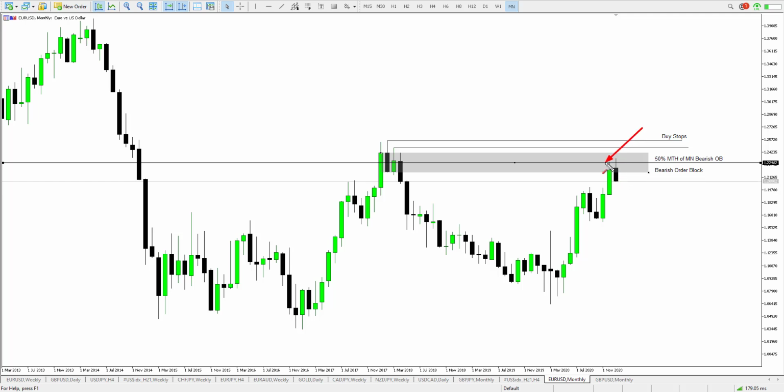Buy stops cleared, engineering short liquidity. Remember how they engineer short liquidity. They're engineering short liquidity here on EURUSD. On dollar index, they engineered long liquidity by clearing out the sell stops.